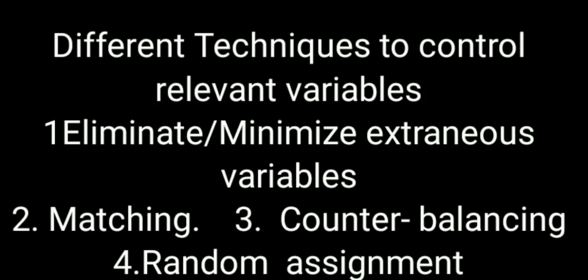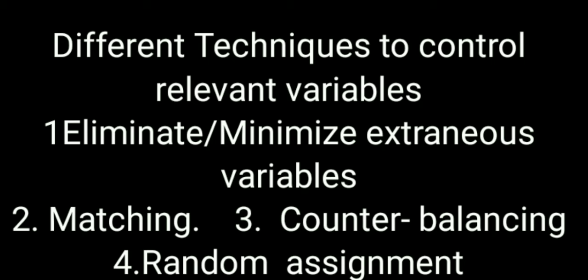There are different ways and techniques through which experimenters can control relevant variables, and some of them are listed here. Let's first talk about the first one, that is to minimize extraneous variables or to eliminate them. In some cases, total elimination is not possible, and in other cases, we can eliminate the effect. Example, to eliminate the effect of noise, the experiment can be conducted in a soundproof room, and if that is not possible, efforts should be made to hold these things constant so that their effect remains the same throughout.